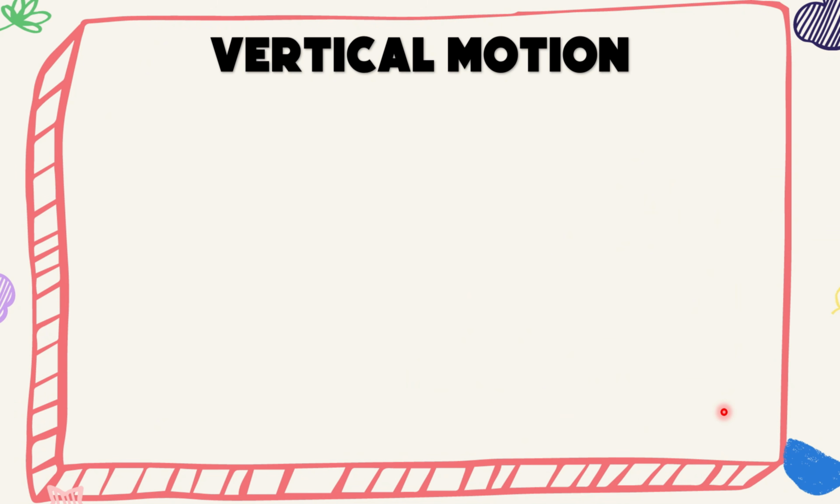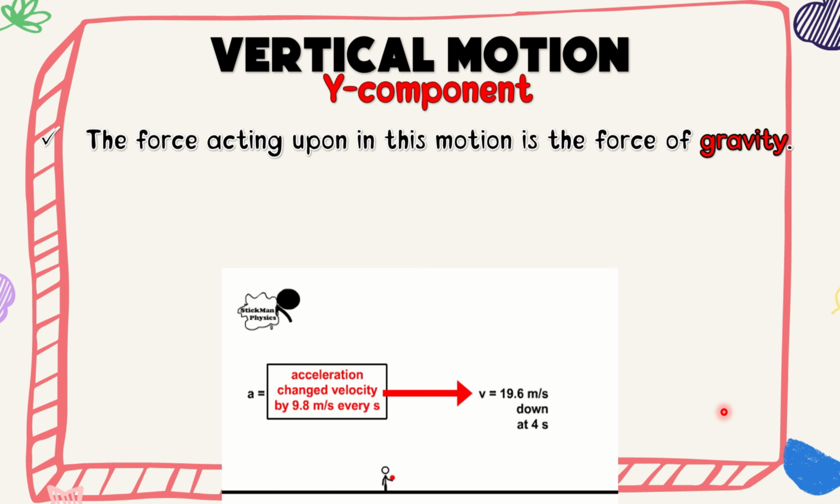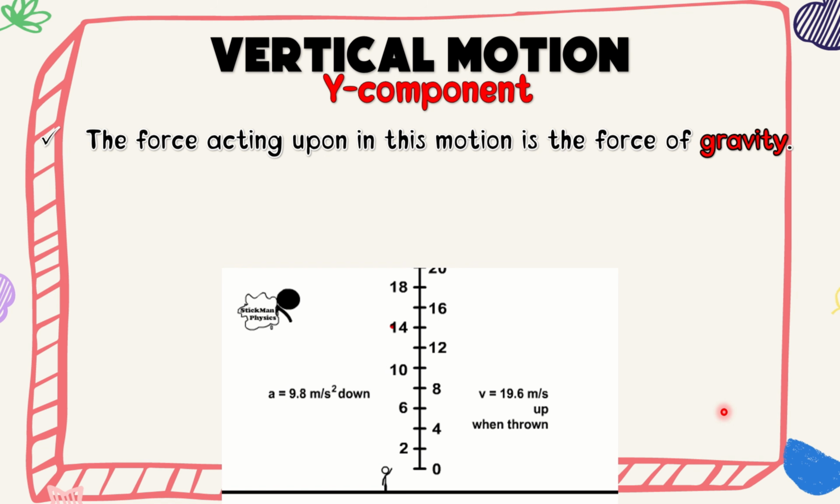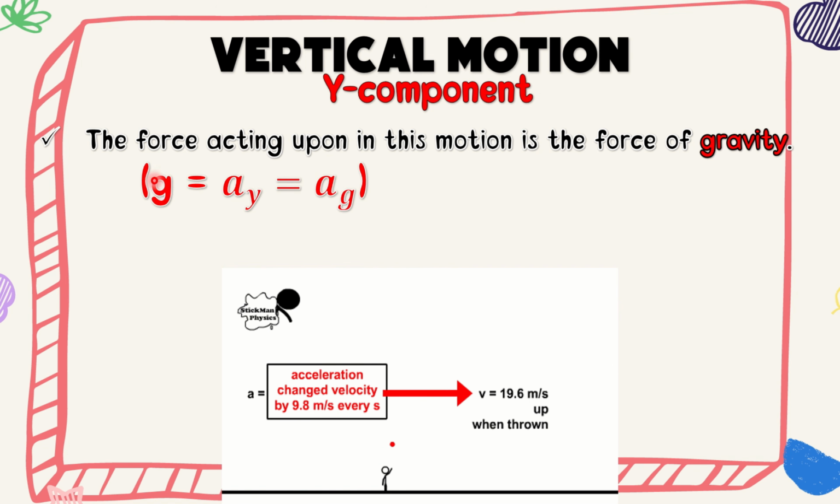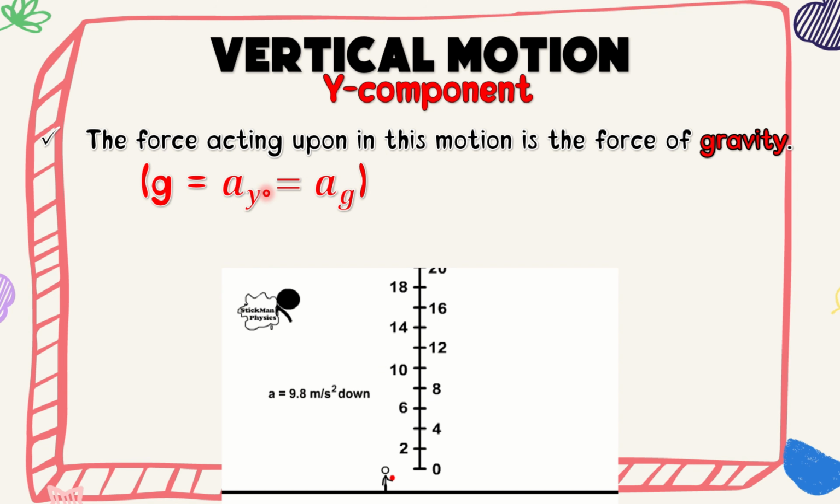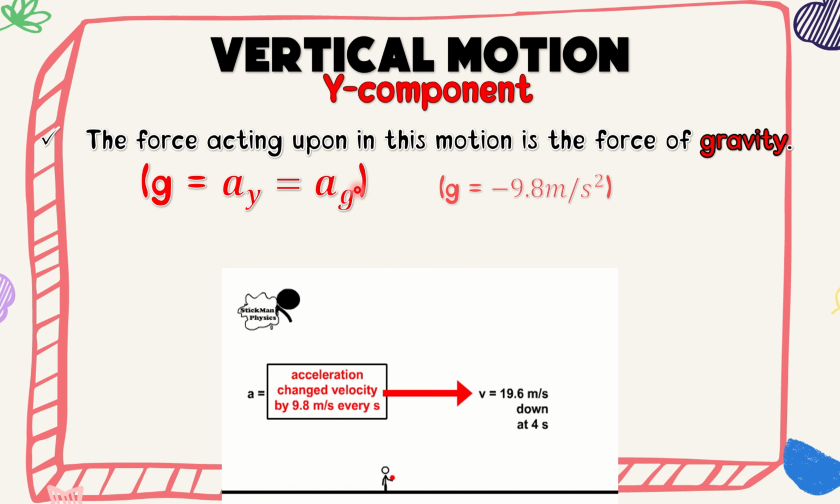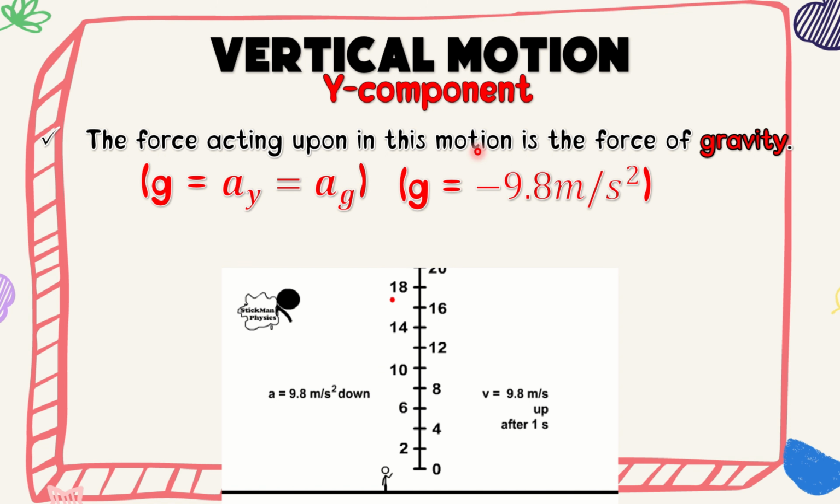Now, let us go to the vertical motion. This is the Y component. The force acting upon in this motion is the force of gravity, and it is represented as g or ay, or acceleration in the vertical motion, or acceleration due to gravity. The constant acceleration is always equal to negative 9.8 meters per second squared. Take note, class, that negative indicates the direction, and the direction is downward.